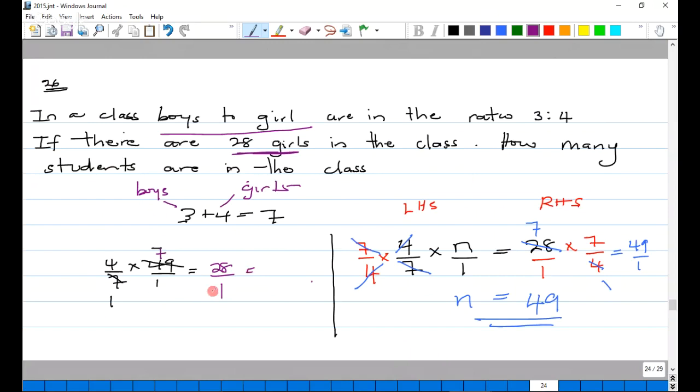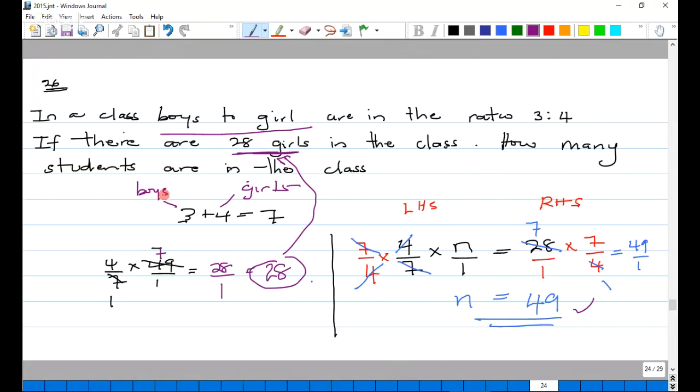So I would have what? 28 over 1, which would give me 28. Okay. And this is the number of girls that they said was in the class. So I already know that the total number of students, 49, is correct. So they asked how many students are in the class. There are 49 students in the class, because when I worked it out and I went to test it, I got what they gave me. I have to use the known to find the unknown.